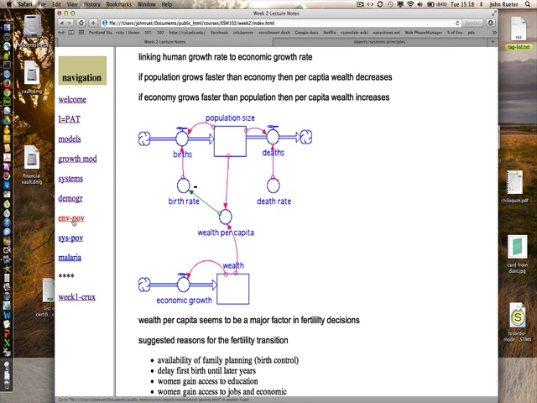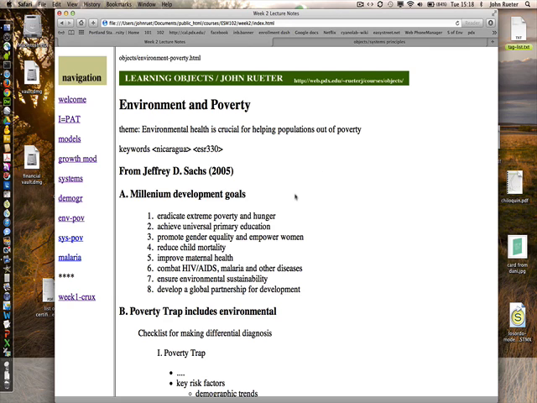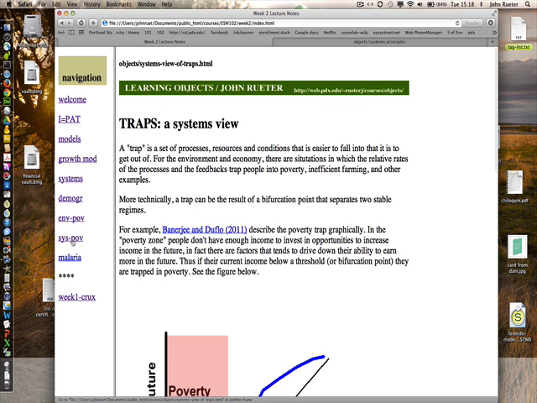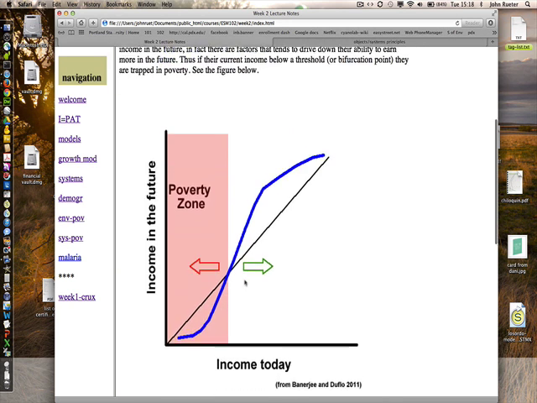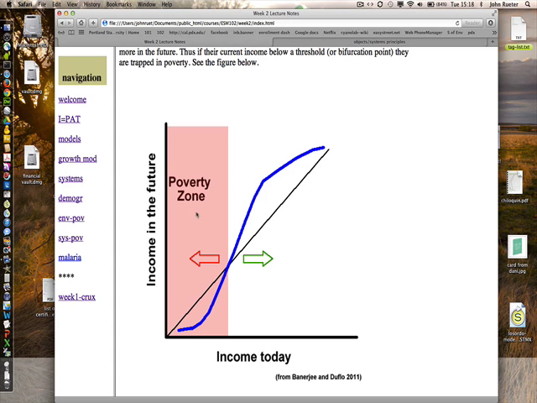Okay, now the environment and poverty. We talked about this last week, that the Millennium Development Goals had several goals in them that were related to improving the environment so that people were healthier and led a better life. And we saw that sometimes people get in a trap where they're in a poverty zone where their current income is higher than their future income, and that's because they have to spend their current income taking care of problems right now, and they don't have any money to invest to increase their future income.